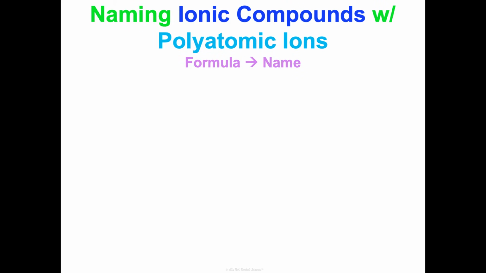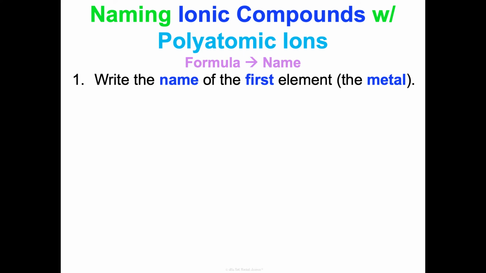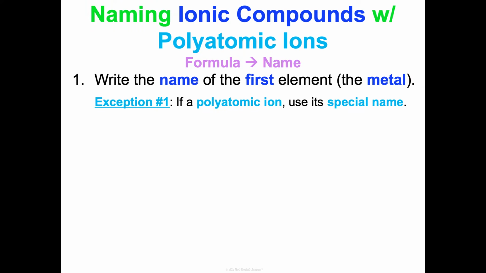So now let's look at the rules that we've already written and we're going to add on to them. Okay, so I'm going to add on the polyatomic ion special rules in light blue to the rules we already learned. So we're going to start by going formula to name because I think that's a little bit simpler. Okay, so just like always, you would name the first element, but here's the exception. If the first element is actually a polyatomic ion, you'll use its special name. So instead of saying calcium, if it was ammonium, you would use ammonium. So you're just going to use its special name.